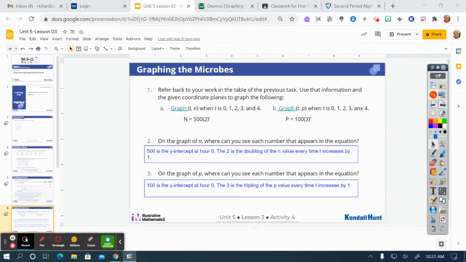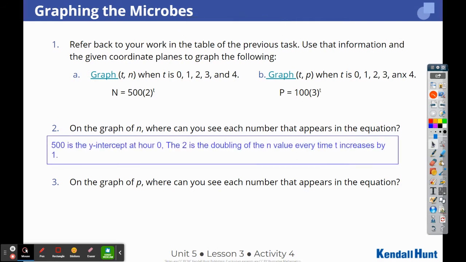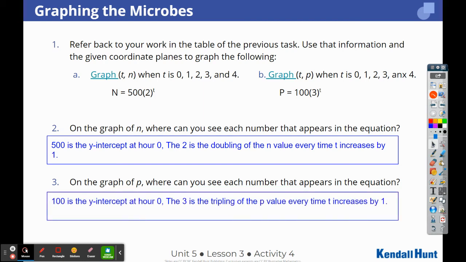So going back here. All right, so on the graph, we can see the number that appears by the 500 is the y-intercept at hour 0, and the 2 is your growth factor, that we can see that it is doubling every time the t value increases by 1. And t in this expression is your x value, so it's the same thing you see on your x-axis. On the graph of p, the 100 is your y-intercept at 0, and for the 3, you can see it tripling every time the hour increases on your x-axis.